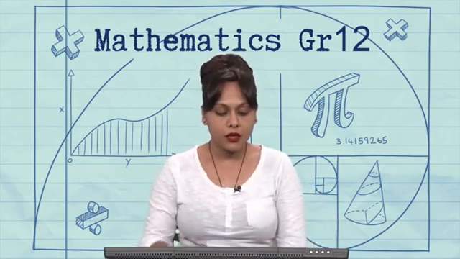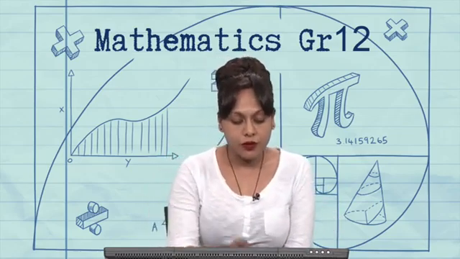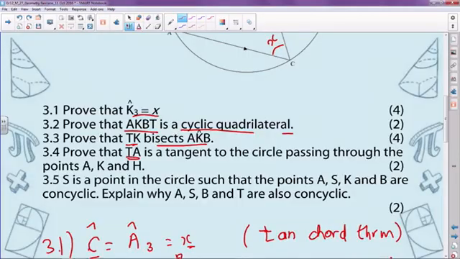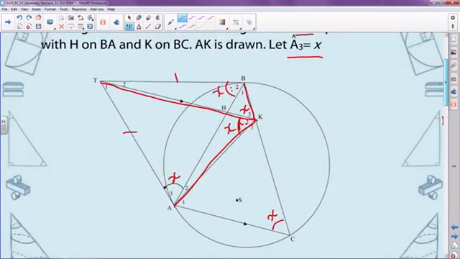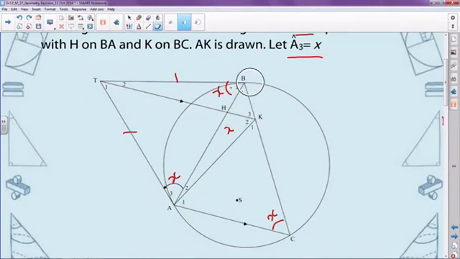All right. So part 3.4 says prove that TA is a tangent to the circle passing through the points A, K, H. So prove that line TA... And I'm going to again erase these lines, simply because it's going to be easier for you at home to see without those lines. But generally, in a geometry exam, you want those markings there. That's the one we've just proved now.